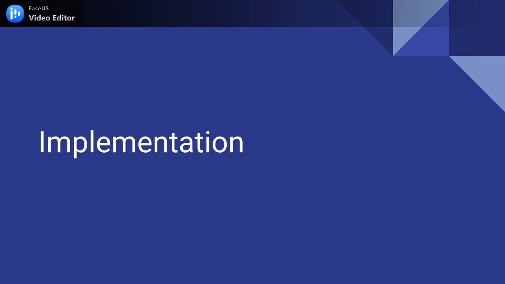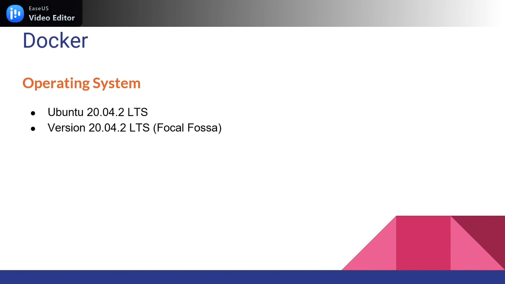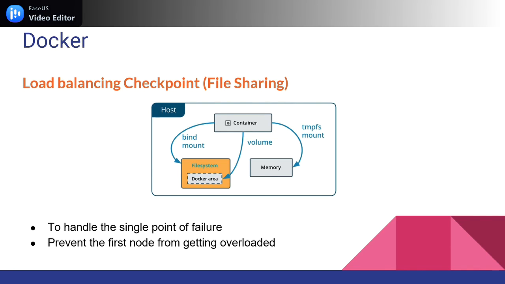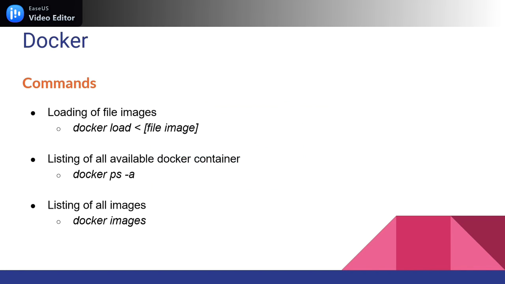Hello, I'm Vijay, and I will be talking about the implementation of our system. We will be using Docker to simulate the system. Our operating system will be Ubuntu, version 20.04.2. Within the Docker, we'll be using the bind-mount function where the file will be shared from the local computer to the Docker computer. A file will be saved onto the local computer, and when the system crashes or when a new load balancer is taking over, the load balancer will read the file and carry on from the last point that the previous load balancer has stopped.